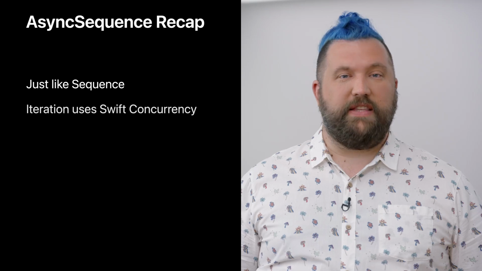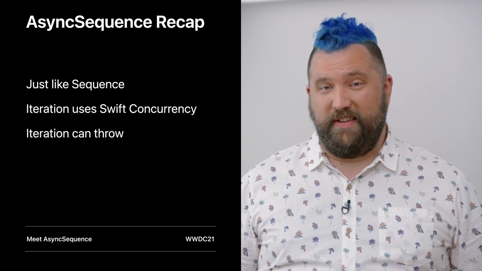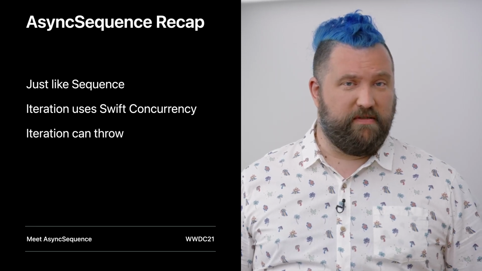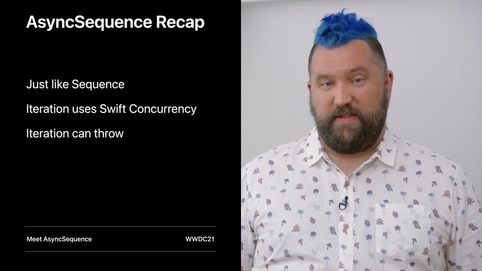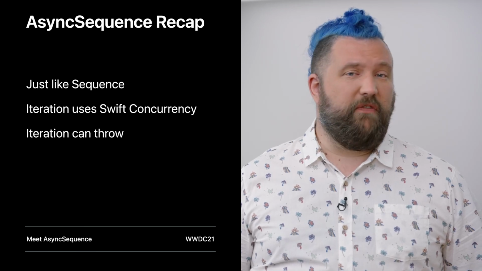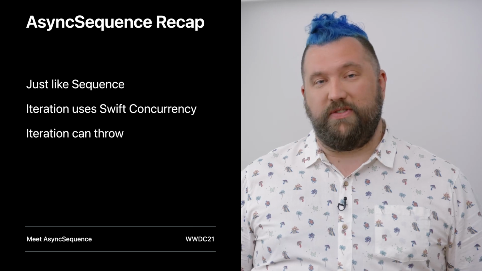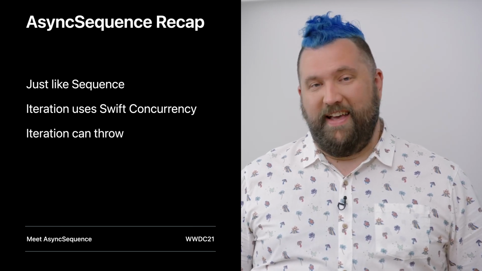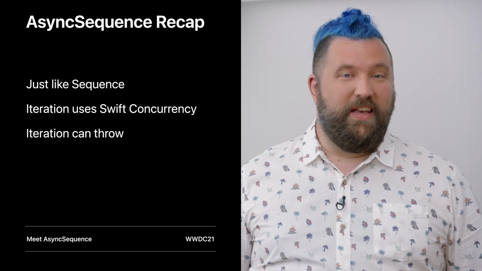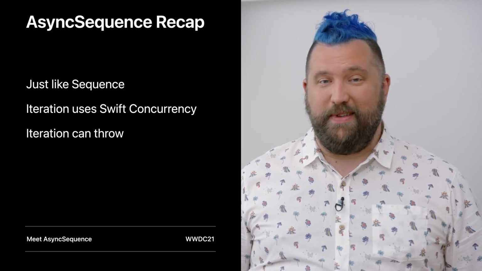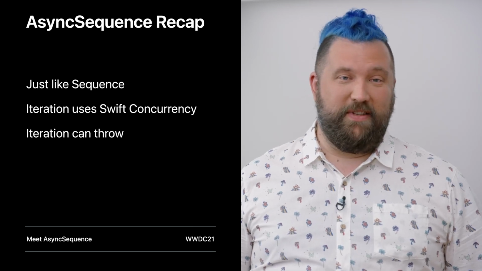But before we get into it, let's take a brief moment to recap async sequence. Async sequence is a protocol that lets you describe values produced asynchronously. Basically, it's just like sequence, but has two key differences. The next function from its iterator is asynchronous, meaning that it can deliver values using Swift concurrency. It also lets you handle any potential failures using Swift's throw effect. And just like sequence, you can iterate it using the for await in syntax. In short, if you know how to use sequence, you already know how to use async sequence.